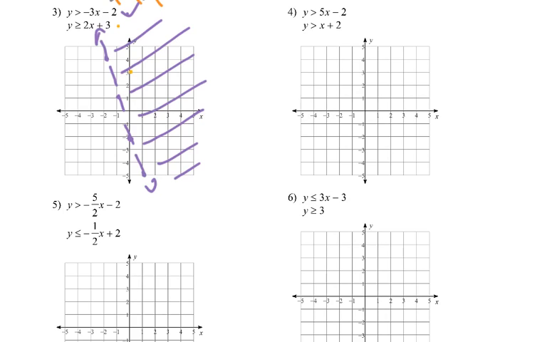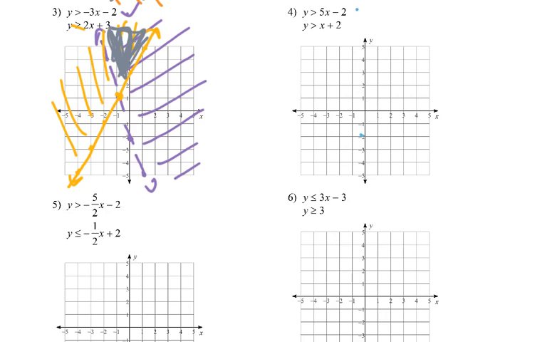Then positive 3, slope of 2 over 1, so up 2 to the right 1, or down 2 to the left 1. It's a solid line because it's got the equal to, y is greater than, so again, shading above. And where do they overlap? That little slice right there. There's my answer.